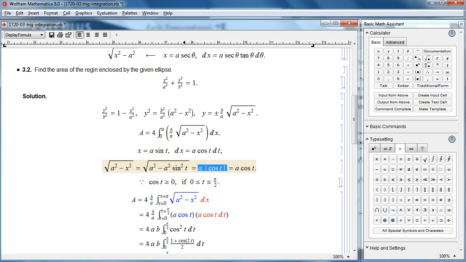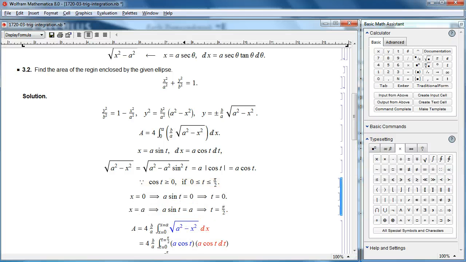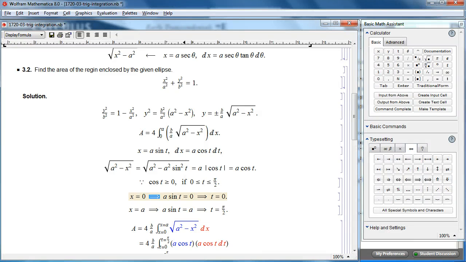Now, how did I lose this absolute value in the end? Let's answer that question here. That's because the cosine function is always greater than or equal to 0 in this particular region. And that's coming from this observation. The integral is running from x equal to 0 to x equal to a, isn't it? When x equal to 0, a sine of t is 0, so we take t equal to 0. And that's when we're going to get x equal to 0. As a matter of fact, the direction of these arrows are backward, I have to say.